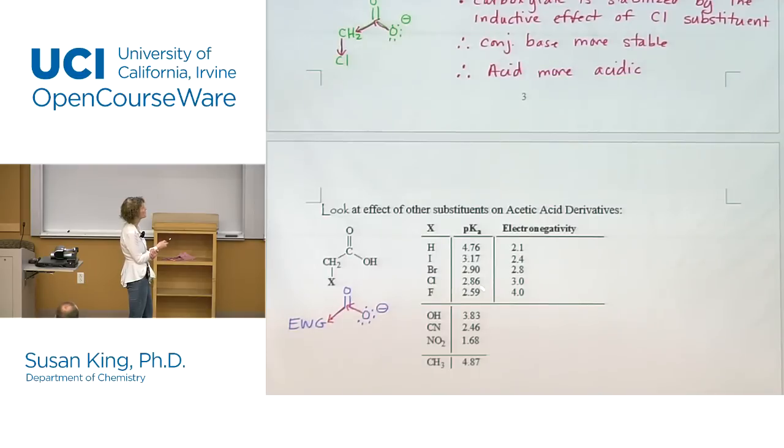So it's kind of nice to have a measure of that. Nitro is the most powerful of all, 1.68. So you put a nitro group in this position here. Well, there should be a carbon there too. You put a nitro group in this position, and it's going to be an even stronger electron withdrawing effect.